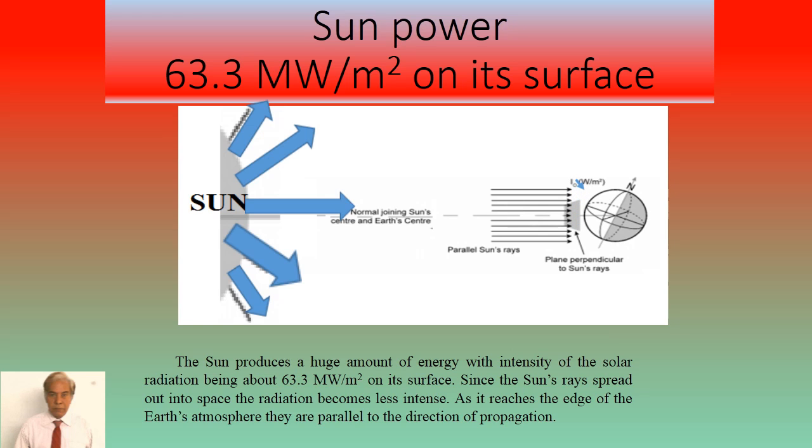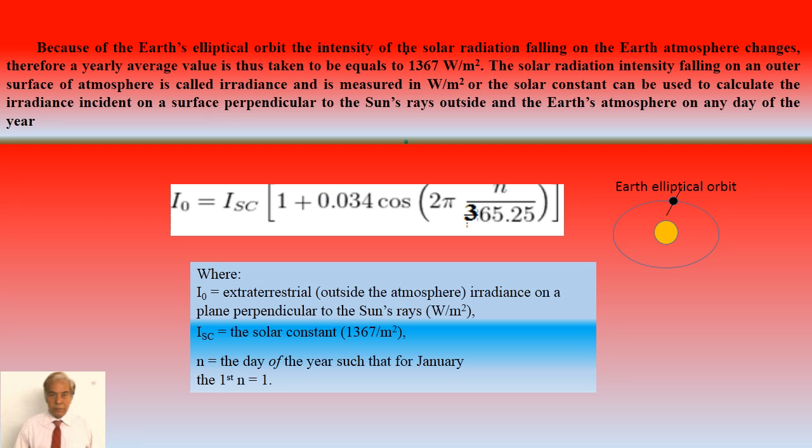They are parallel to the direction of propagation of the Earth's elliptical orbit. The intensity of the solar radiation falling on Earth's atmosphere changes. Therefore, a yearly average value is taken, equal to 1367 watt per square meter.